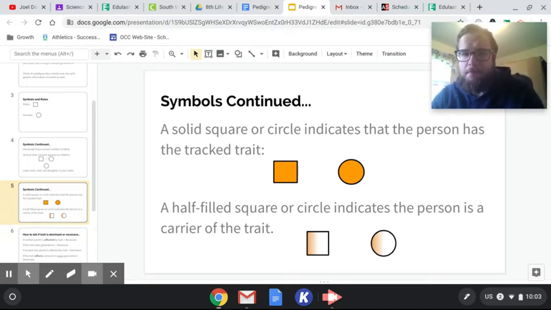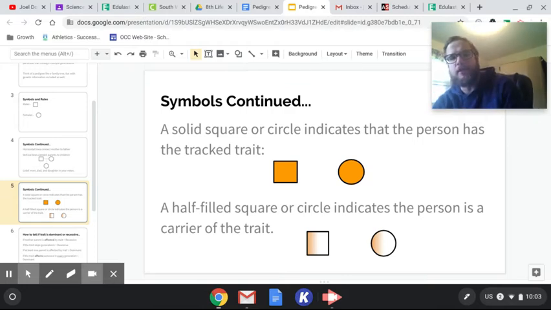So let's say I've got brown eyes, so that would be big B. Remember, brown eyes is dominant, but I also have a blue-eyed trait, a little b, then I would be considered a carrier of blue eyes. That means I've got the genetic code in me, but it's not being expressed.